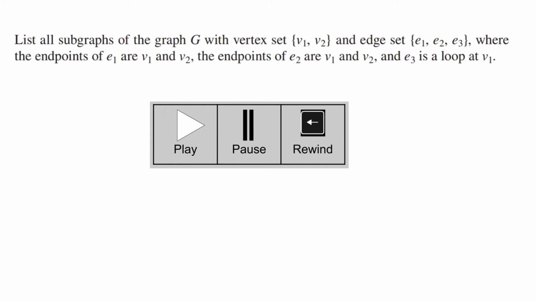Okay, so if we have a graph that has a vertex set v1, v2, and an edge set e1, e2, e3, where the endpoints of e1 are v1 and v2, the endpoints of e2 are v1 and v2, and e3 is a loop around v1, you want to list all the subgraphs. First step is drawing the graph itself, and then you'll draw the subgraphs. So please pause, do the problem, and come back, and we'll check your work.